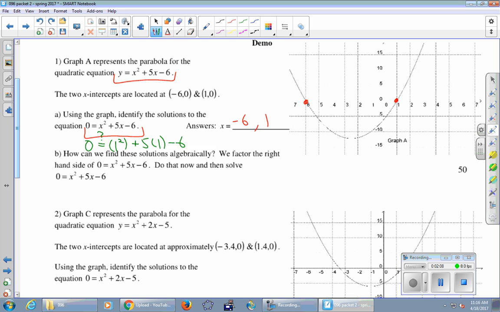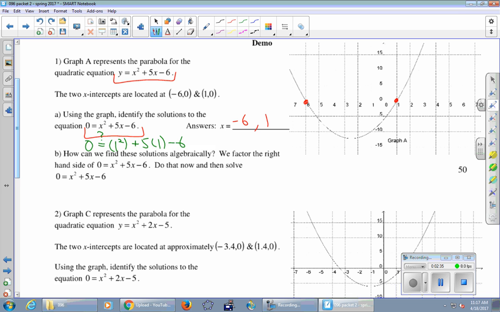So there's a connection that I'm trying to encourage us to make here, is that the solutions to an equal-0 quadratic equation go hand in hand with the x-intercepts of that corresponding parabola. Solutions to an equation go with x-intercepts. Okay, so then it says part B, how can we find these solutions algebraically? Forget about looking at the picture.